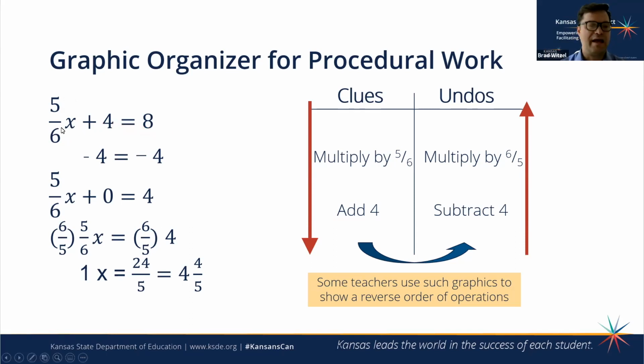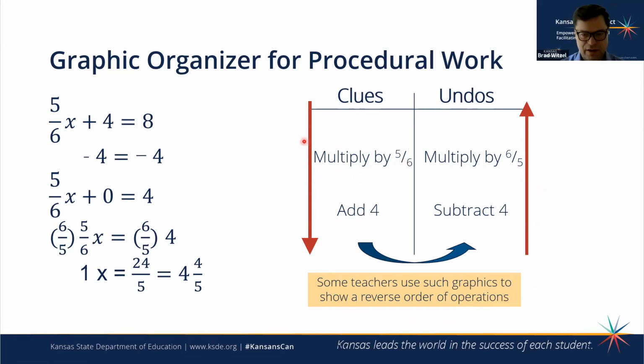So what's happening to x on that side of the equation? In that expression, 5/6x plus 4, what's happening to it? Well, the first thing that's happening close to x is it's being multiplied by 5/6. Good. Then what happens to it? We're adding 4 to it on that side. Okay, so it's being multiplied by 5/6, and then we're adding 4. How do you undo it?